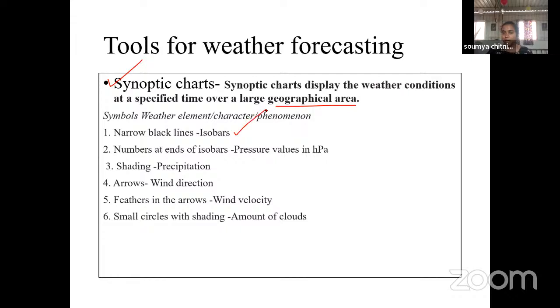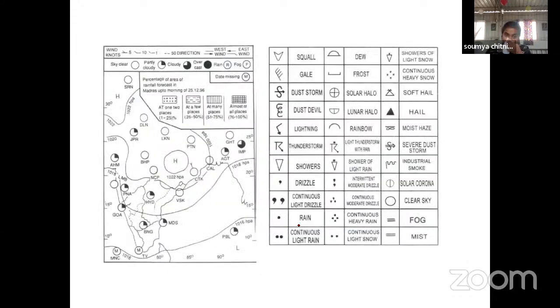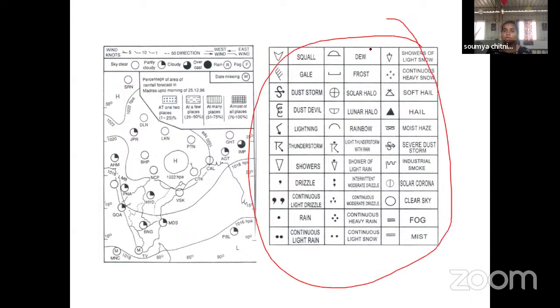So what are the different conditions used there? Narrow black lines mean isobars, that is lines of equal atmospheric pressure, and the numbers at the end of an isobar give the pressure value. A shade means precipitation, it can be rain, snow, or anything. Arrows tell the wind direction. Feathers on the arrows tell the wind velocity. Small circles with shading mean the amount of clouds. This is a small example I am showing you here. These are the different symbols used to show the weather forecast, and here the entire country is covered. So this is the synoptic chart.